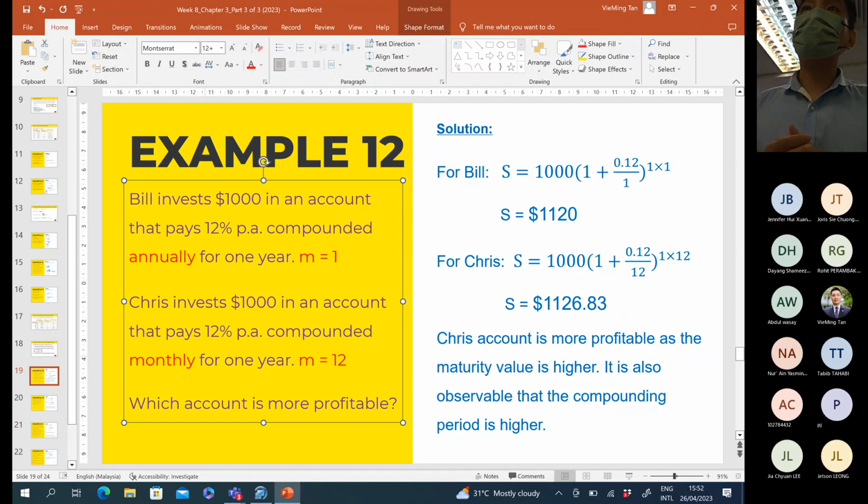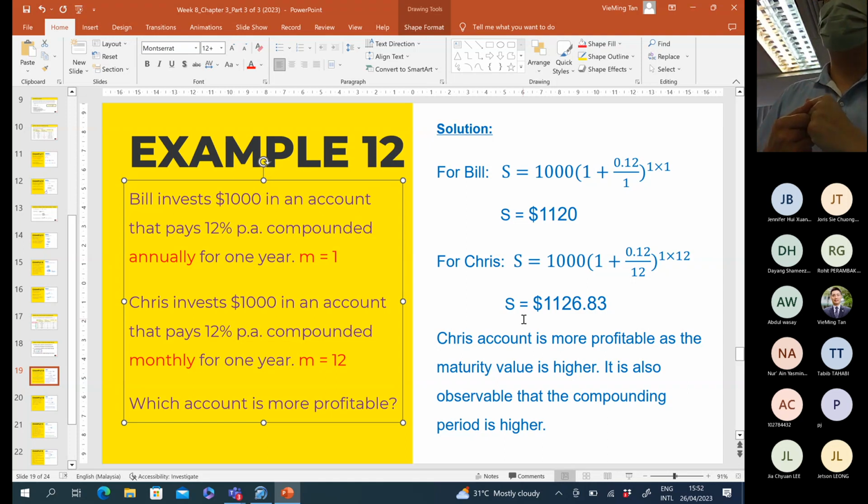In order to answer this question, there are two ways. You can compare the S value. For this question, because P is given, we can compare the S without calculating the effective rate, right? We can compare the S value for both. So let's calculate the future value that will be received by Bill. We can apply the first formula we learned this afternoon, the S formula.